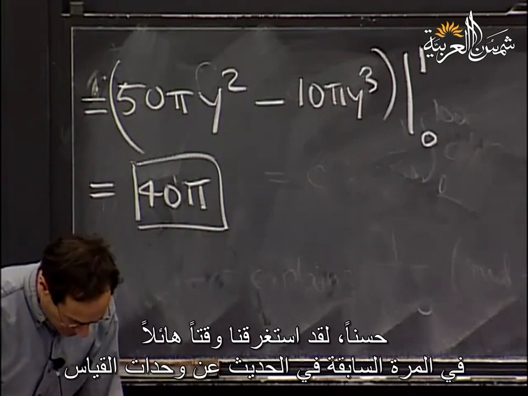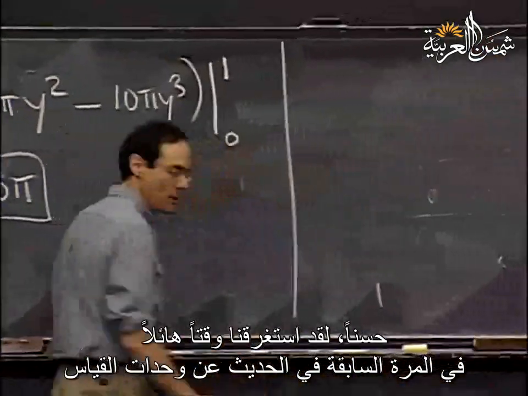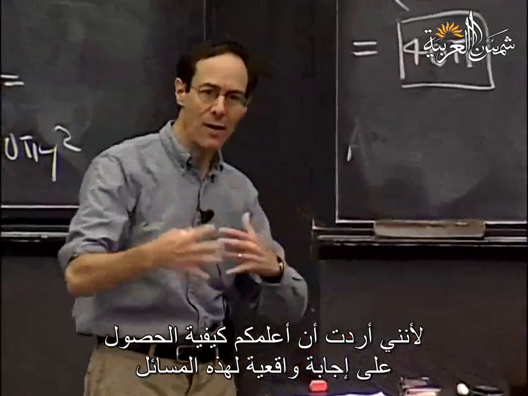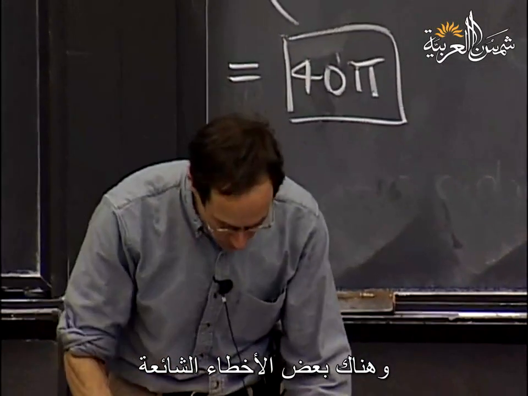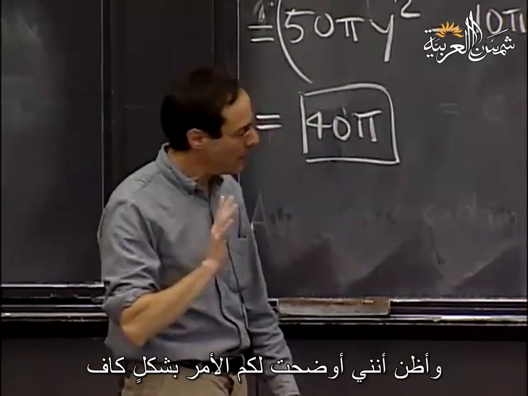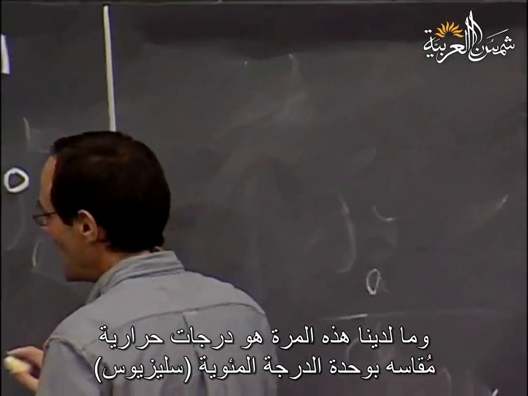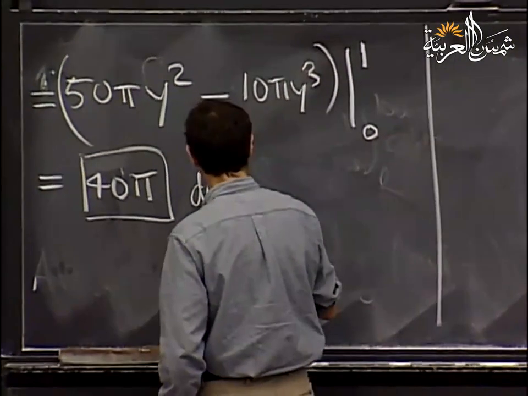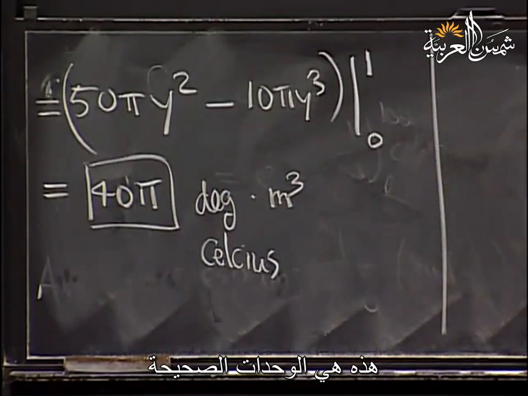Now, I spent a tremendous amount of time last time focusing on units because I want to tell you how to get a realistic number out of this. And there's a subtle point here that I pointed out last time that had to do with changing meters to centimeters. I claim that I've treated those correctly. So what we have here is that the answer is in degrees, that is Celsius, times cubic meters. These are the correct units.